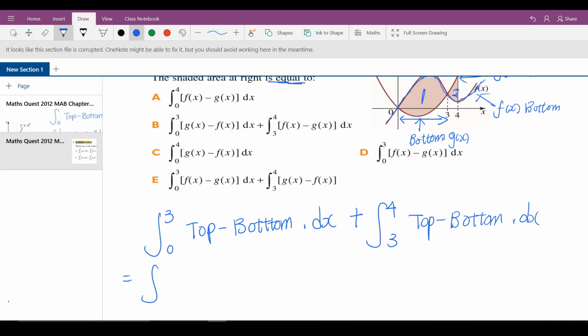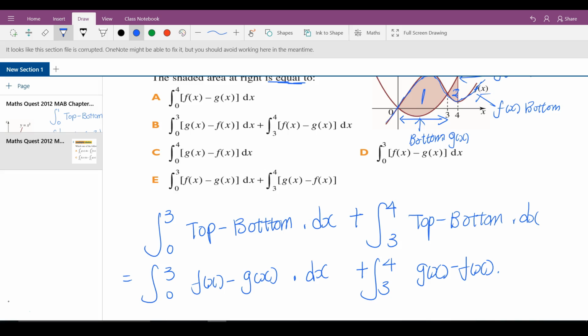So the first one would be 0 to 3. On the first one, the bottom function is g of x, so it would be f of x minus g of x, integrate with respect to x. Plus the second section, which would be g of x minus f of x, and then integrate with respect to x. So that should be the correct expression.